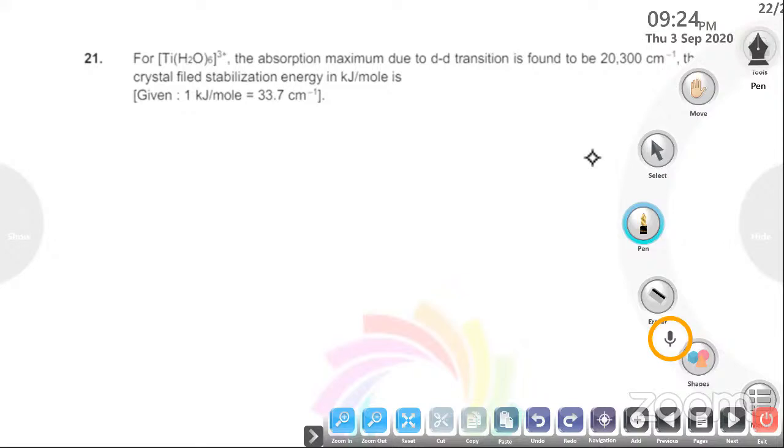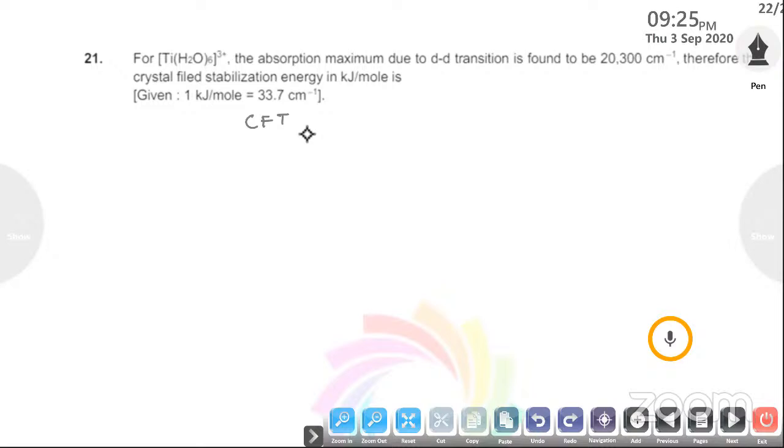Yeah, so this is related to CFT, crystal field theory. What is a weak field ligand? We have two types of ligands, strong field ligands and weak field ligands. So here, what is a weak field ligand?